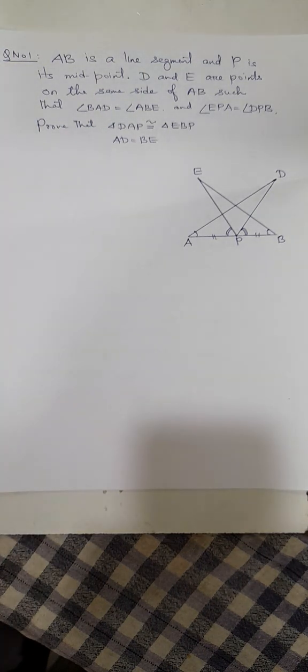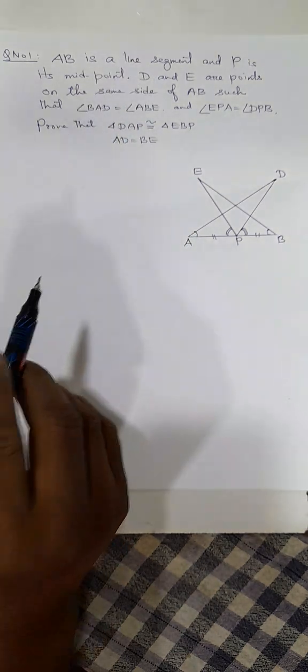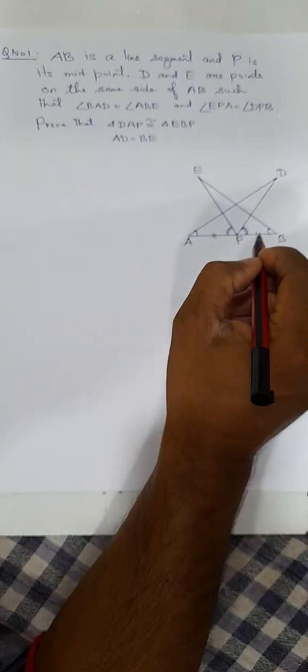We will discuss two very important sums on congruence of triangles. This we are taking from the CBSE curriculum, class 9. Here it is given that AB is a line segment and P is the midpoint of AB. That means AP equal to BP.